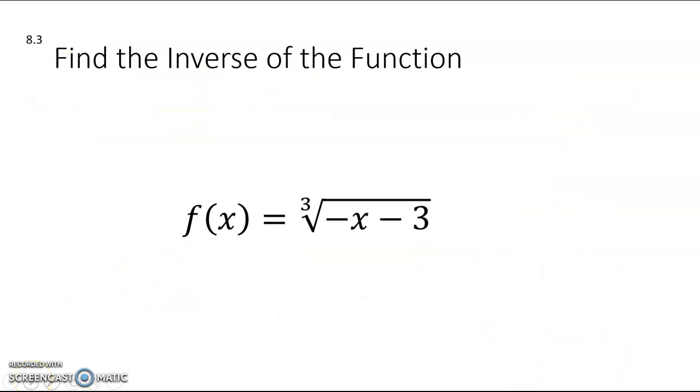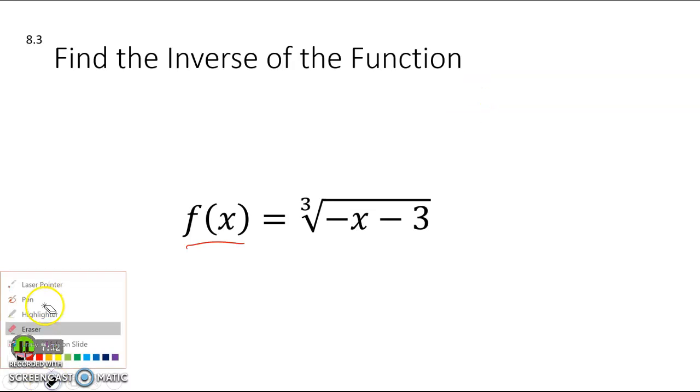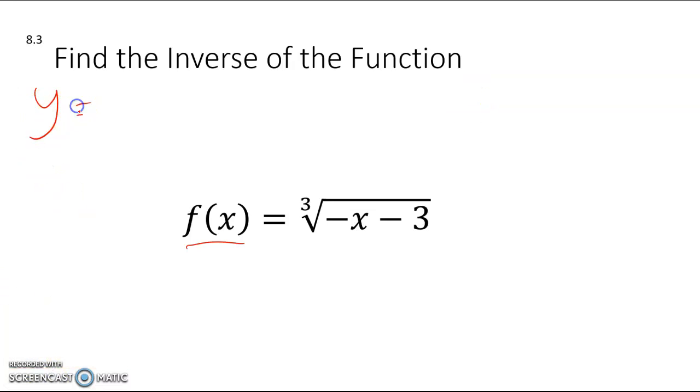All right, so this is the last example in our notes here. So we're finding the inverse of this function here. So I got f of x is equal to the cube root of negative x minus 3. Well, let's set this up here. I'm going to replace this f of x with a y. Actually, I'm going to do it over here, give myself a little bit more room. So I'm going to do it with a y here, equals the cube root of negative x minus 3 right there, okay?